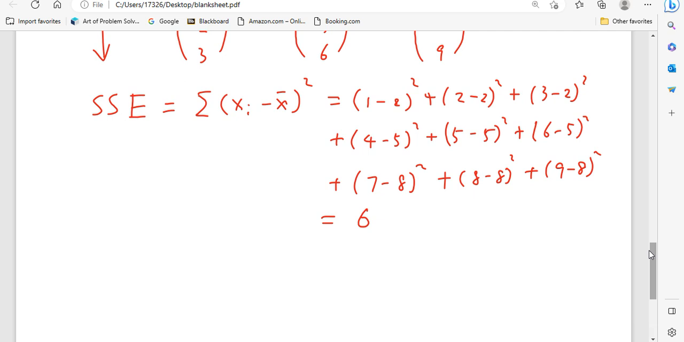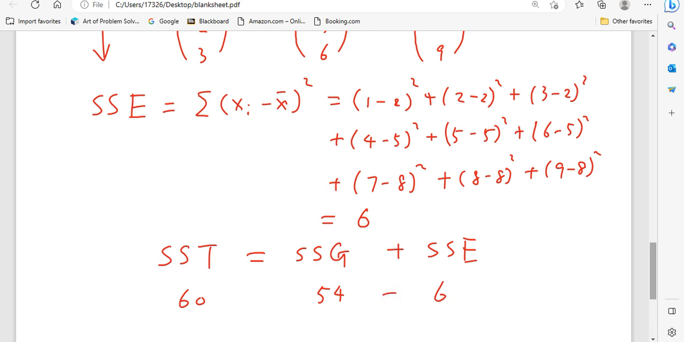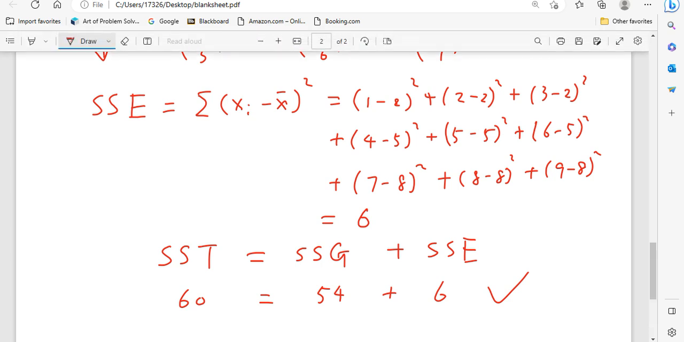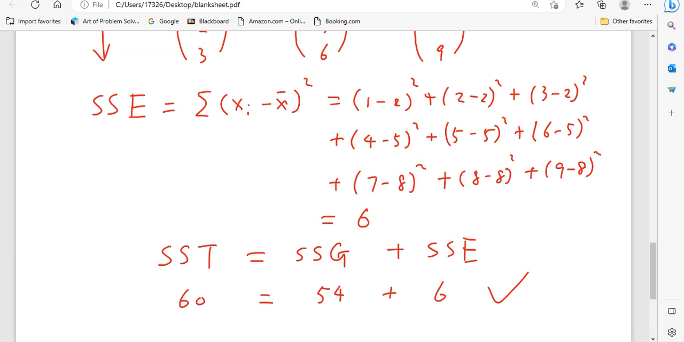So we find, yeah, axis T, this is true. Axis T, which is 60, right, can split by axis G in this direction plus in this direction. Okay, so this is 54 plus 6. We say this is true. So this is ANOVA. In this general result, we say axis T, all values can split into these 2 directions. Okay.